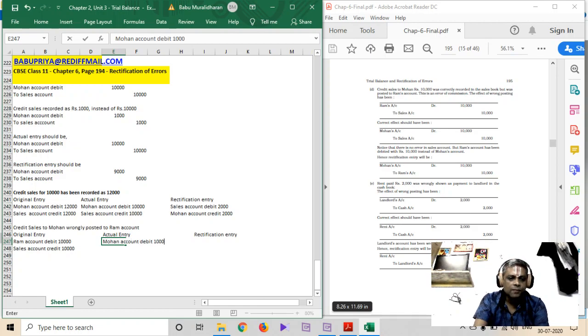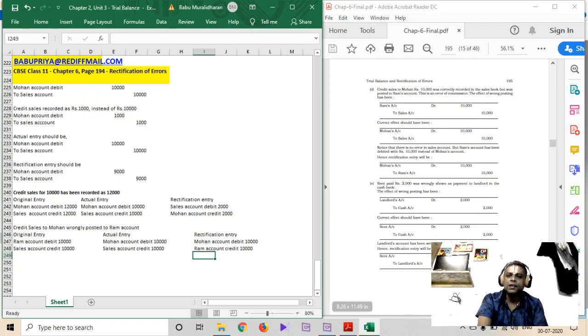Mohan account debit 10,000 to Ram account credit 10,000. Because in this case, it is mentioned that it was correctly recorded in the sales book. So sales is entered correctly. You don't have to do anything. Whereas instead of debiting Mohan account, Ram account has got debited. So we have to debit Mohan account and credit Ram account so that Ram account becomes 0, because it is an incorrect entry that is debited to Ram.